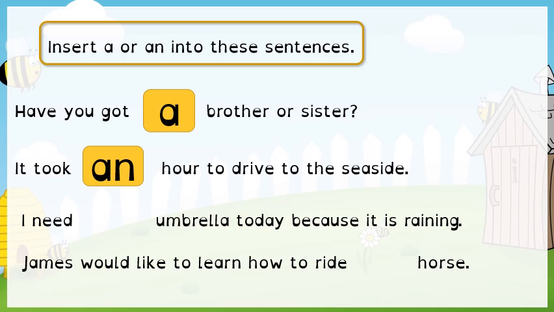I need an umbrella today because it is raining. Umbrella is a vowel sound, so we need an in front of it. Well done if you got that. James would like to learn how to ride a horse. So if you've got that right, you can give yourself a tick.